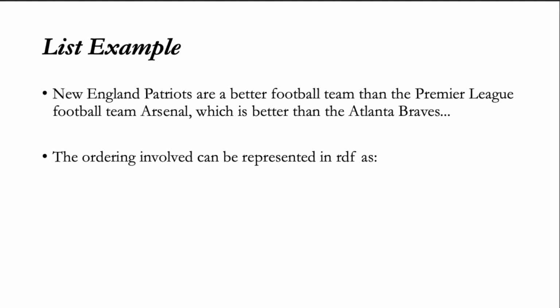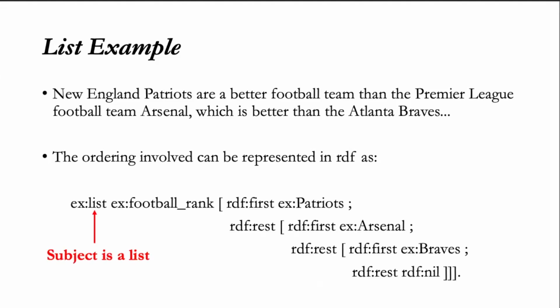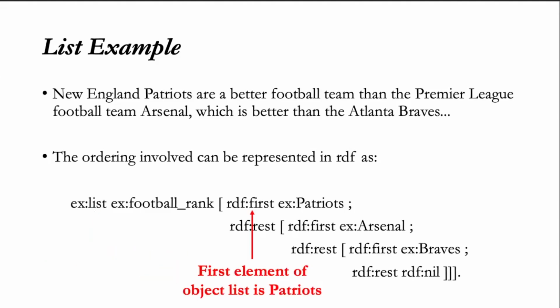The ordering involved can be represented in RDF as: subject is a list, football rank, predicate implying ordering. First element is the Patriots. Rest is all that. First element of the second list is Arsenal, so it's recursive. Rest is Braves, etc. First element is the Braves, and the rest is nothing. And that's it. This is how you spell out the list. Again, you're not going to see this when you're looking at RDF, but if you know how it works, it can be very powerful.